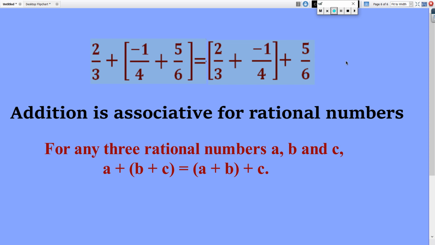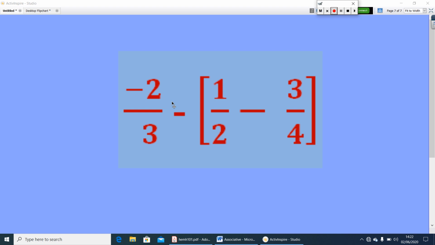Is subtraction associative for rational numbers? Let us check it. Negative 2 by 3 minus 1 by 2 minus 3 by 4. Do it. First, you find out 1 by 2 minus 3 by 4. Here LCM is equal to 4. 2 and 4, LCM 4. Do find it out. After that, subtract this answer from negative 2 by 3. Do it yourself.